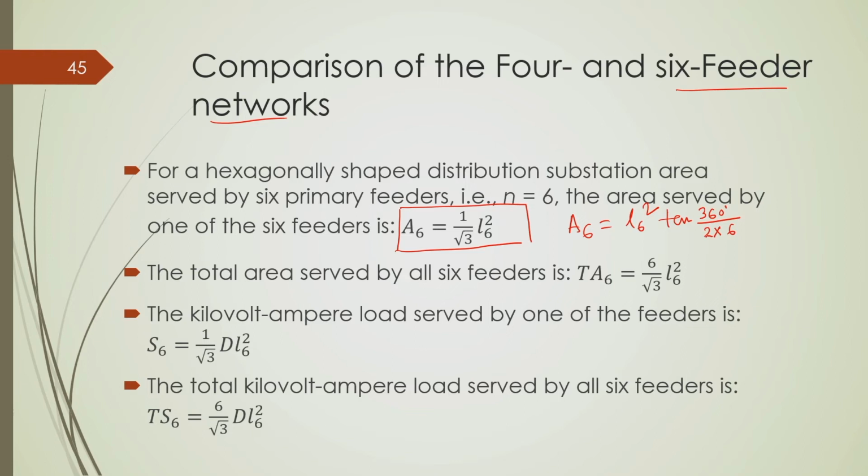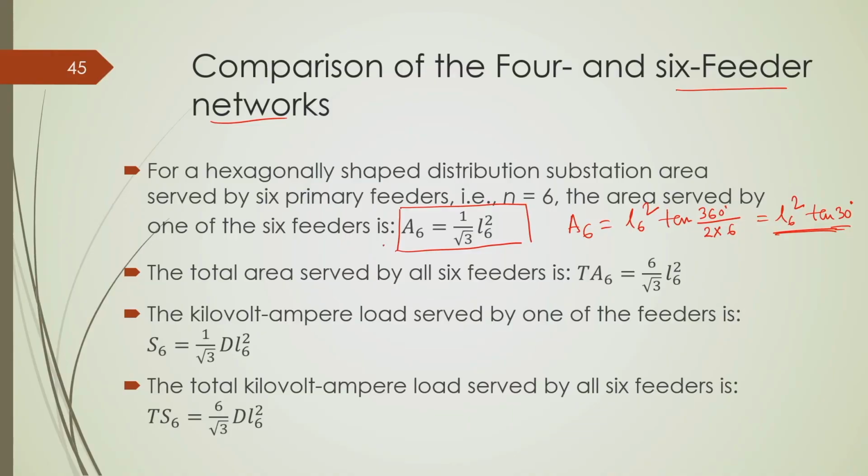Now, this will give you L6 square multiplied by tan 30 degree. So, tan 30 degree we know it is 1 upon root 3. That is why this 1 upon root 3 will come. In fact, all this analysis you can also do geometrically for a particular service area.